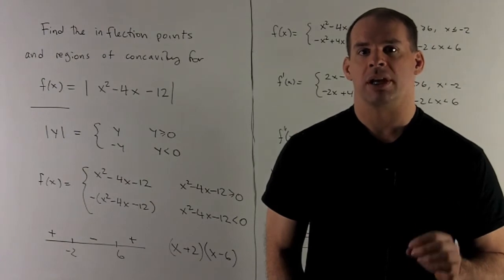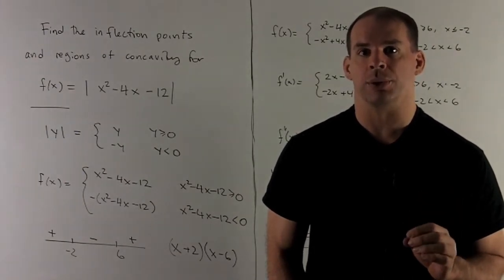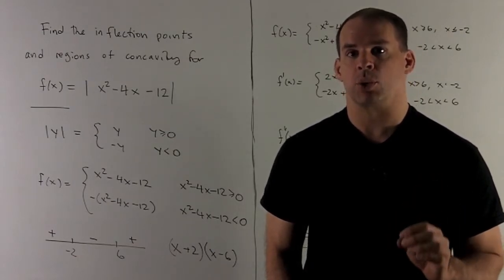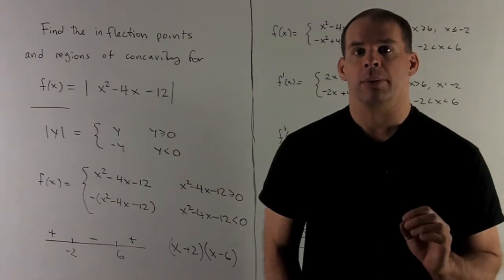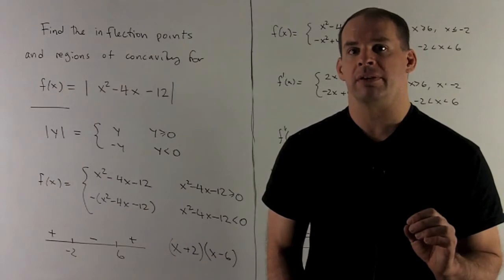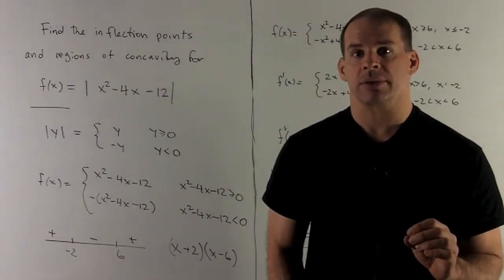Find the inflection points and regions of concavity for the function f of x equal to the absolute value of x squared minus 4x minus 12. So, to answer my question, we need to get our hands on the second derivative. But to do that, we're going to have to get around the absolute value signs.